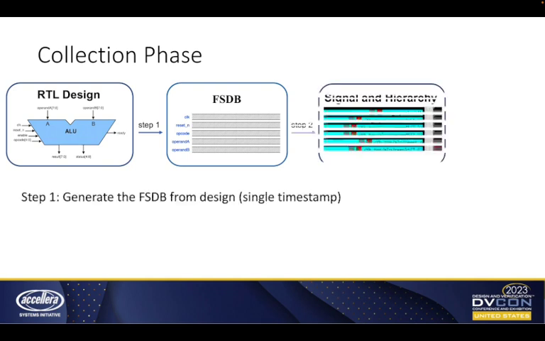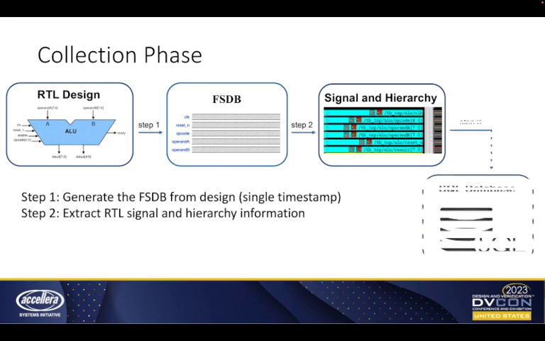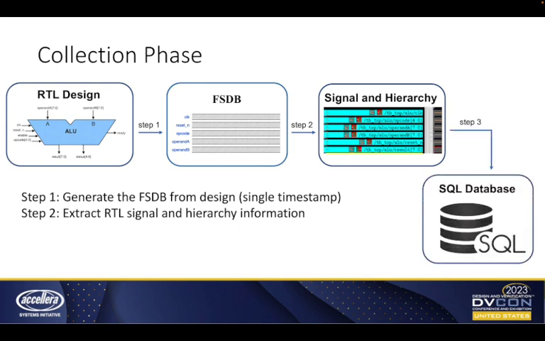In the next step, we use a tool to extract this information from the FSDB and store it in the database. All the signal hierarchy and signal names will be extracted from the FSDB and then stored in a tabular format. This data will be stored in the database for the next phase to use.